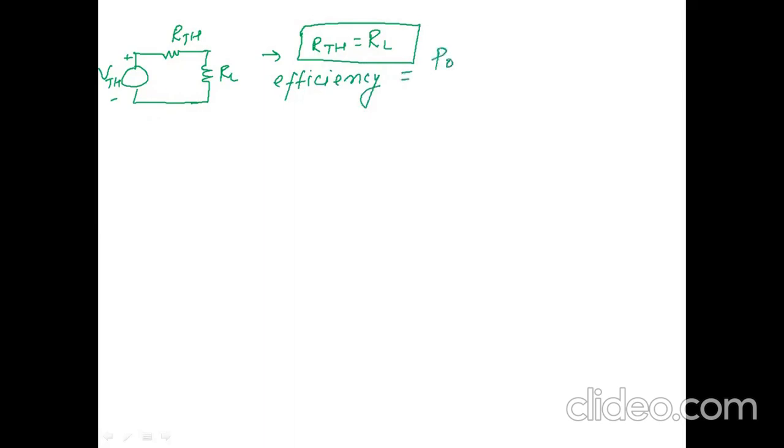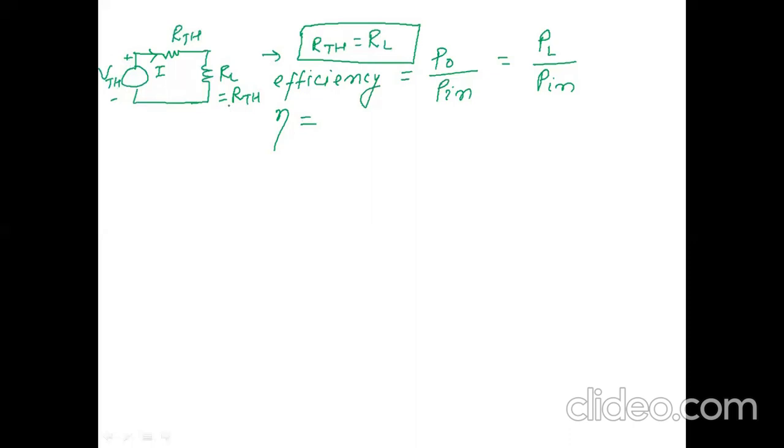Efficiency means output power by input power, and output power is actually power in load resistance divided by input power. So here current flowing is I, and efficiency is written by eta, and here the voltage is V, and during the maximum power transfer, this RL is also equal to RTH. So my task is to find the efficiency during the maximum power transfer. Suppose power is transferred maximum here. So during this condition, what is the efficiency?